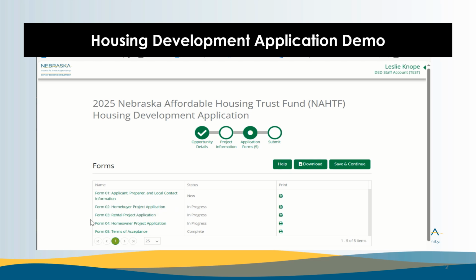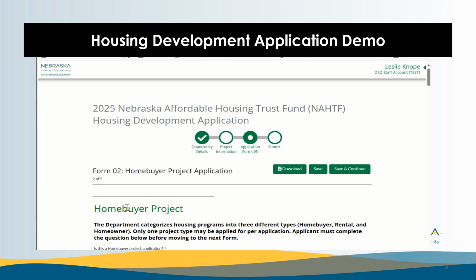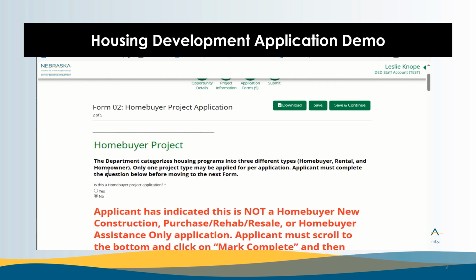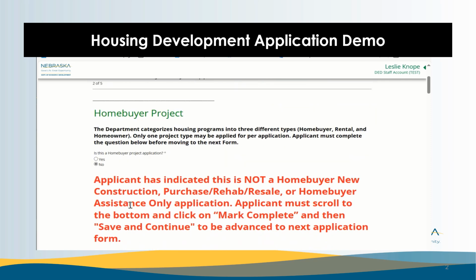We're going to say that we are a rental project application. I still need to enter the Form 2. Once I enter it, it asks me, is this a homebuyer project application? And it already has no selected. And so that is correct because I'm a rental project. Applicant has indicated this is not a homebuyer new construction, purchase, rehab, resale, or homebuyer assistance.